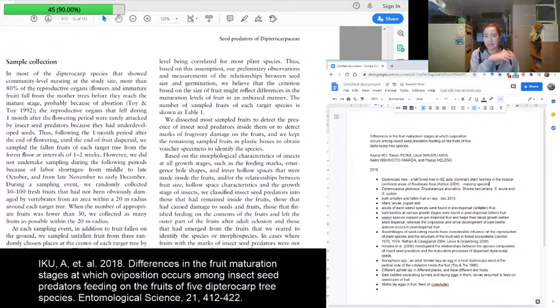Okay, more than 80% of the organs fall from the mother tree before they reach maturity, probably because of abortion. Yeah, there's a lot of that happens. There's a lot of immature seeds I've found as well. So let's take that.